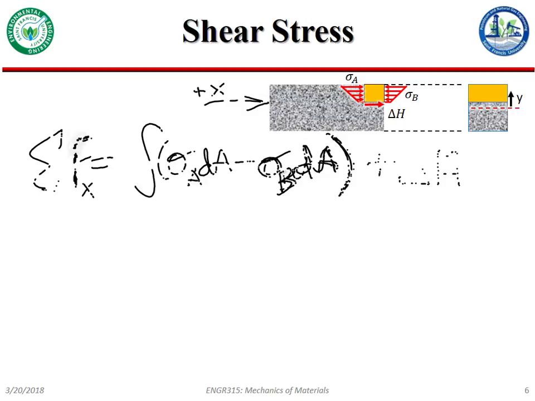I have the integral of M_a y over I minus M_b y over I dA plus delta H equals 0. Okay, we're getting closer. What can I take out? Can I take anything out of this integral?